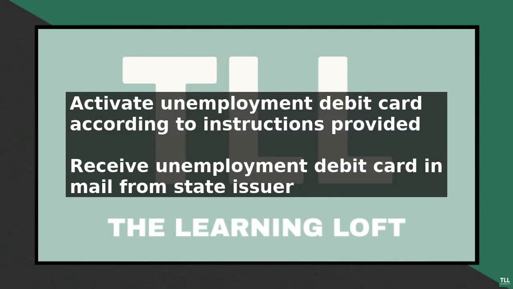To get money off an unemployment card in 2025, you will need to follow a few simple steps. First, make sure you have received your unemployment debit card in the mail and have activated it. According to the instructions provided, the card is usually issued by the state and is used to receive unemployment benefits.